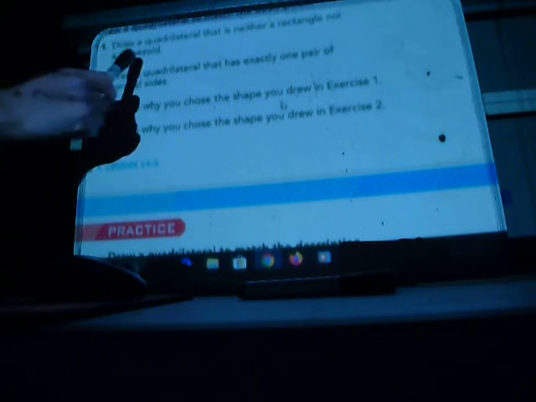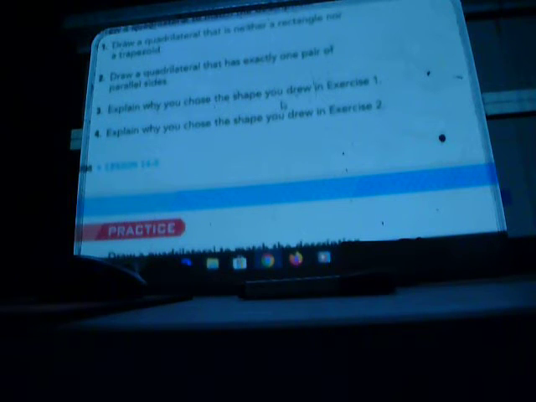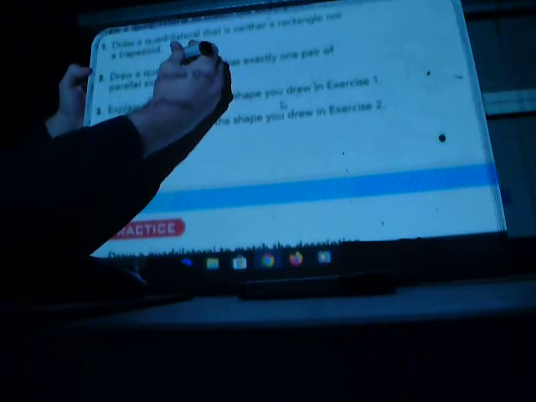Take a look at this one. Draw a quadrilateral that is neither a rectangle nor a trapezoid. A rectangle will have two pairs of parallel sides. The opposite sides will be parallel. It has four right angles, so it can't have that. And it can't be a trapezoid, where two sides are parallel and the other two sides are slanted, not parallel. So the shapes that fit that description would be a rhombus.